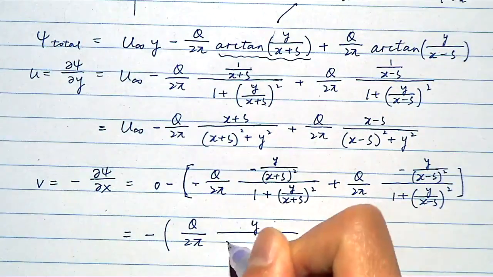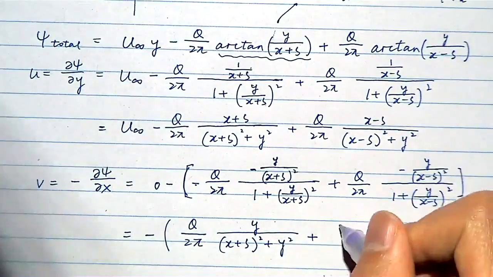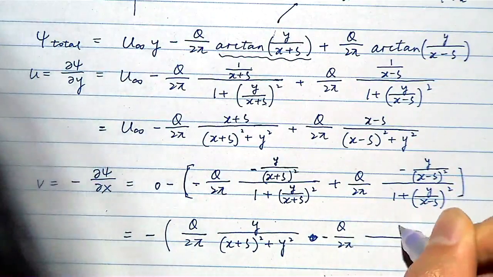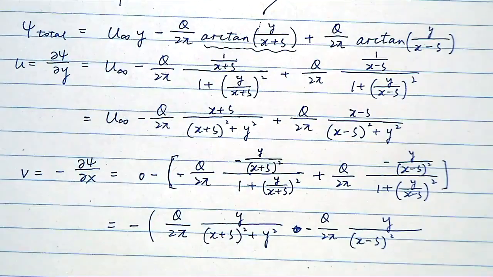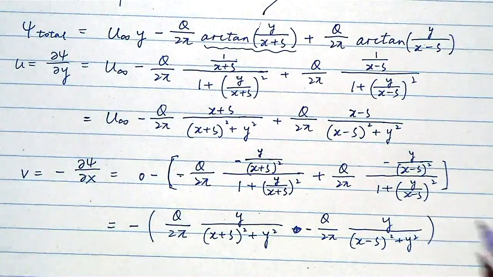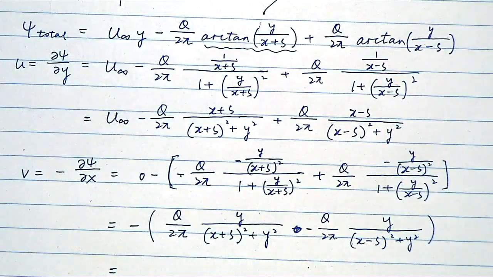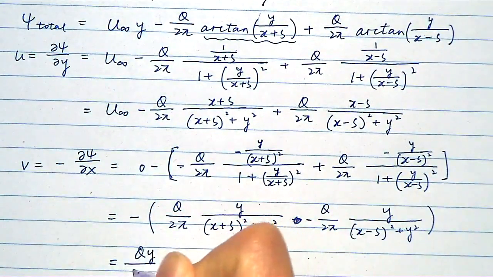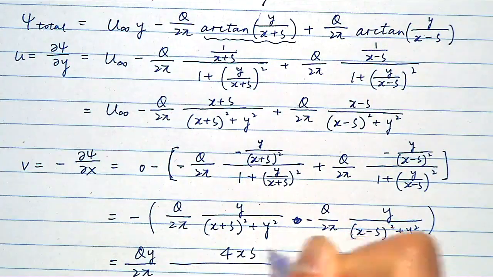So I got y upon (x plus s) squared plus y squared, plus q, this should be minus q divided by 2 pi, y over (x minus s) squared plus y squared. Okay? And then I can pull y out. And then this whole thing can be simplified as qy divided by 2 pi times 4xs.